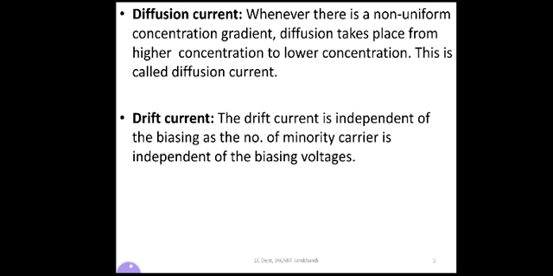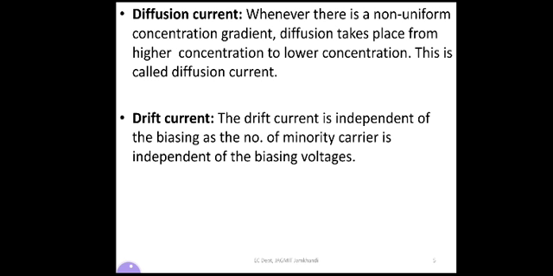The second one is the drift current. In a PN junction diode, electrons and holes are the minority charge carriers in the p region and n region respectively. So electrons in the p region and holes in the n region are minority charge carriers. The drift current is independent of the biasing, as the number of minority carriers is independent of biasing voltages. But the drift current is temperature dependent.